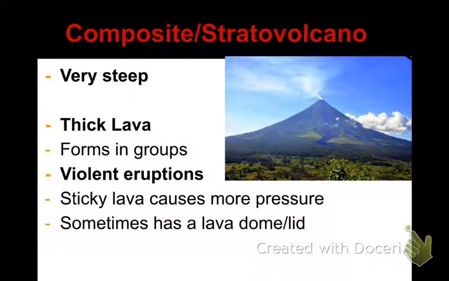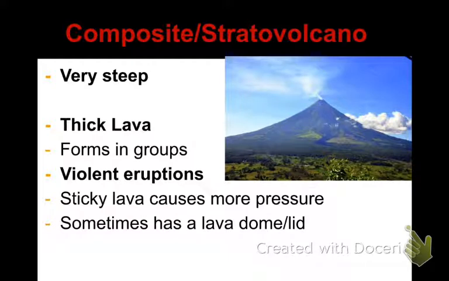Then you have a volcano called the Composite, or the Strata volcano. They have both names, so I don't know what name you would see because you can use either one. So Composite or Strata volcano. These are very, very steep volcanoes, as you can see in this picture. They're very tall mountains that are very steep mountains as well.